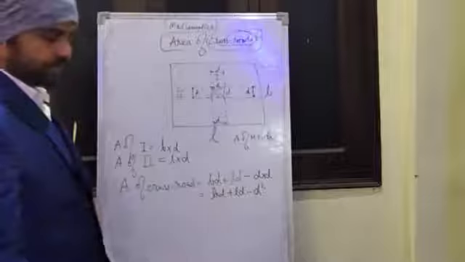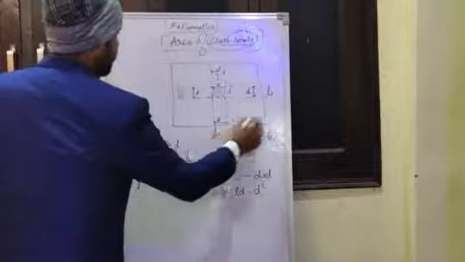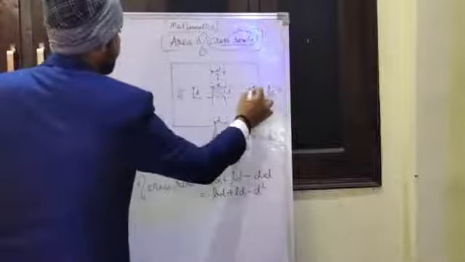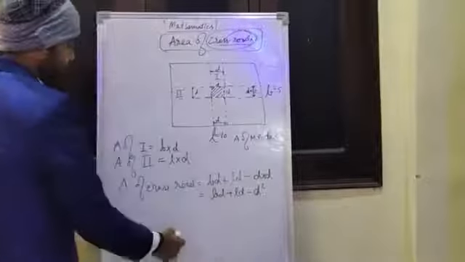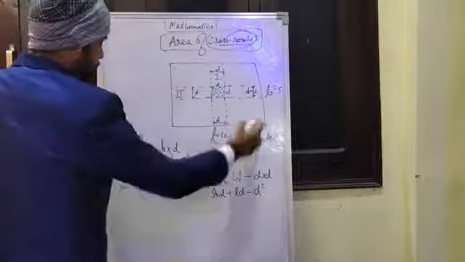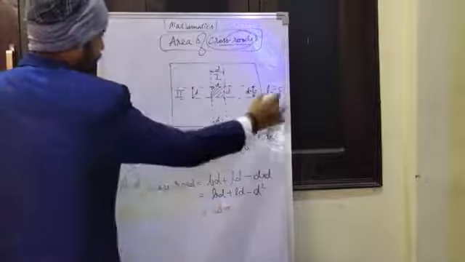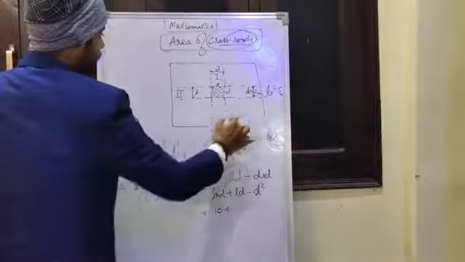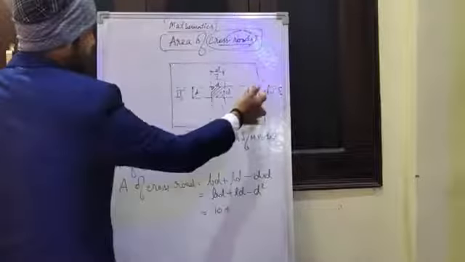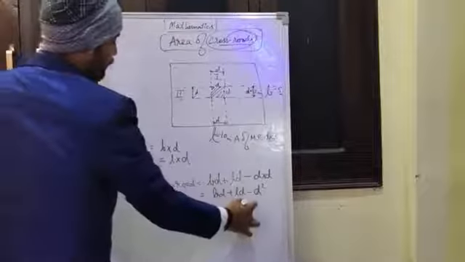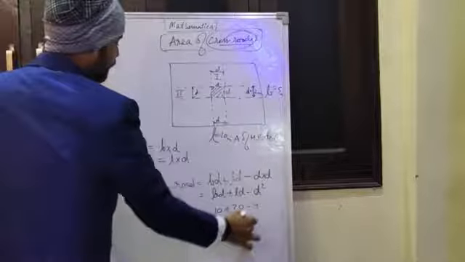Now we will take some simple values and try to find it out. Let's say L is 10, breadth is 5 and d is, let's say, 2. Put the values here. Breadth is 5, 5 into d, 5 into 2, that will be 10. These are in meters. And L into d, L is 10, d is 2, 20. Minus d square, d is 2, 2 into 2, 4.